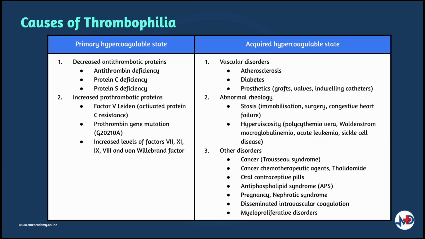On the other hand, thrombophilia can also be hereditary or acquired. Hereditary thrombophilias are genetic mutations that affect the amount or function of a protein in the coagulation system. There are loss of function mutations, including those affecting antithrombin, protein C and protein S, and gain of function mutations, including factor V Leiden and prothrombin gene mutations.